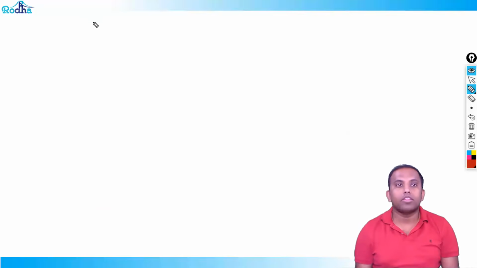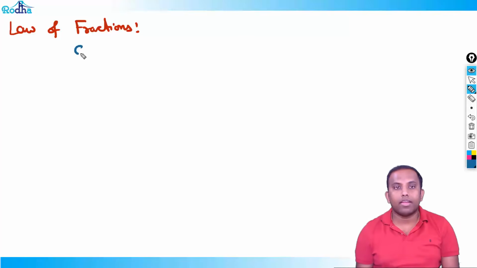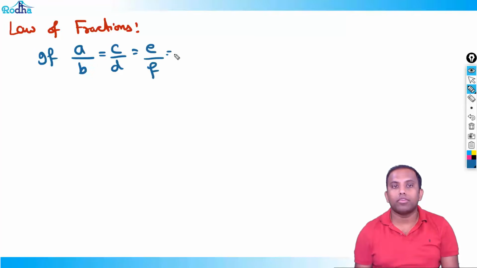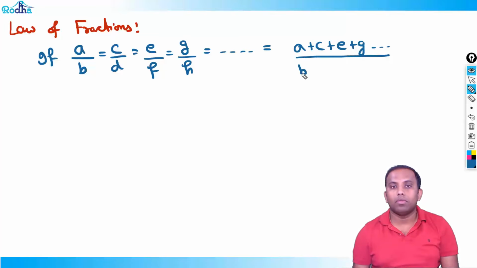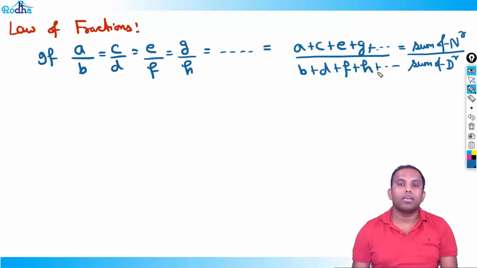Okay, so the next question we will see here is of law of fractions. Next concept is law of fractions. See, what is law of fractions actually? This law says that if A by B is equal to C by D is equal to E by F is equal to G by H and so on, this is equal to A plus C plus E plus G upon B plus D plus F plus H, that is equal to sum of numerators upon sum of denominators, right? This is the funda.